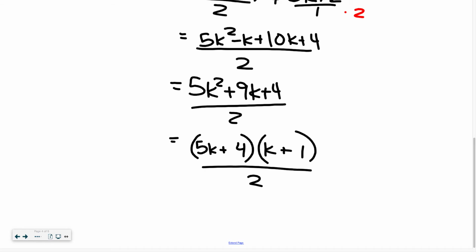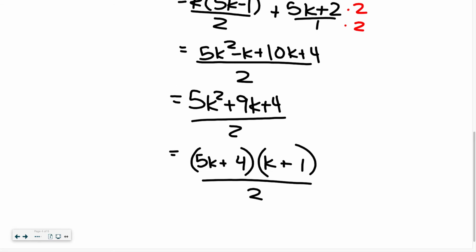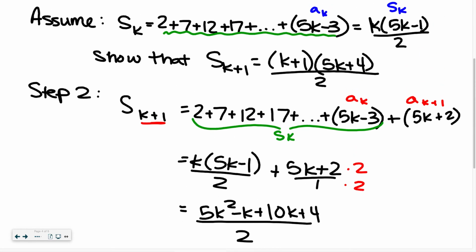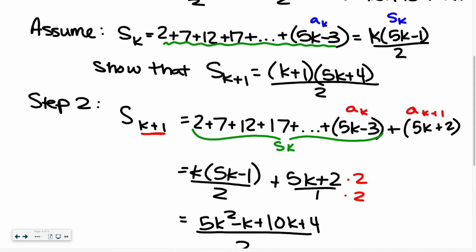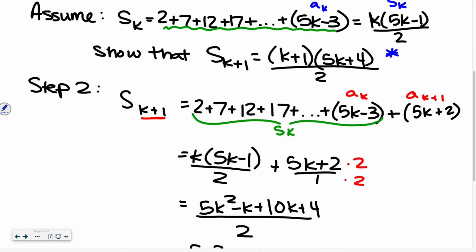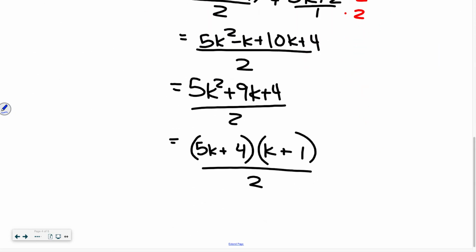Go back and look at your "show that" statement. So right underneath "assume," did we get to the correct s sub k plus 1? Yeah. We're looking right here: k plus 1 times 5k plus 4 all over 2. And down here, is it okay that they're out of order? Sure, multiplication is commutative. So we can say thus, s sub n is true for all n.